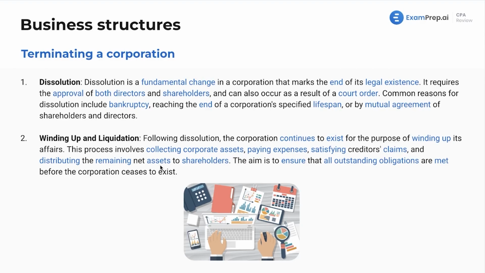Net assets, again, you could also rephrase that equation to say assets minus liabilities equals equity. And another name for equity in that point would be net assets. So whatever's left, the value gets distributed to shareholders once all the liabilities are paid down. The aim here is to ensure that all outstanding obligations are met before the corporation ceases to exist.